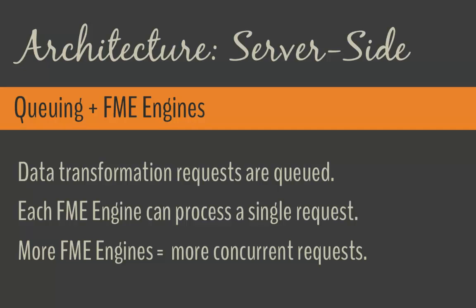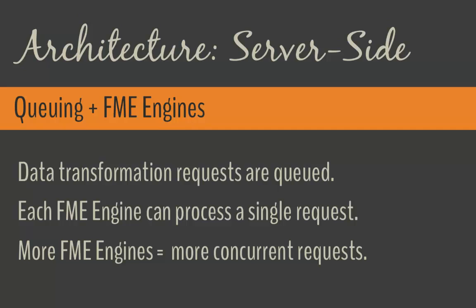Continuing on with server side here, the way that FME Server works is a request will come in through HTTP. That request will go into a queue, and there are things called FME engines that basically come along and process these requests. And you can have multiple FME engines. How many requests can you process if you only have one FME engine? It's just one request per engine, so just one there.